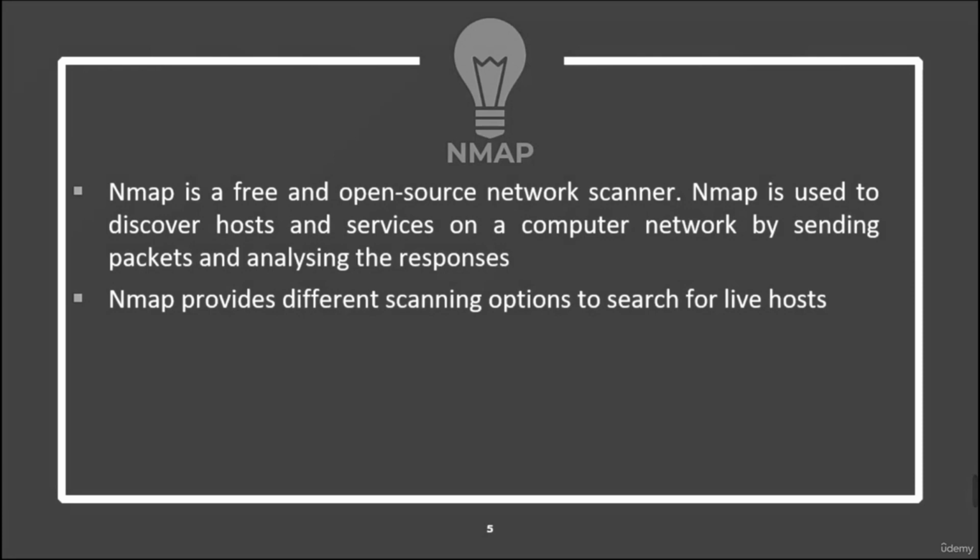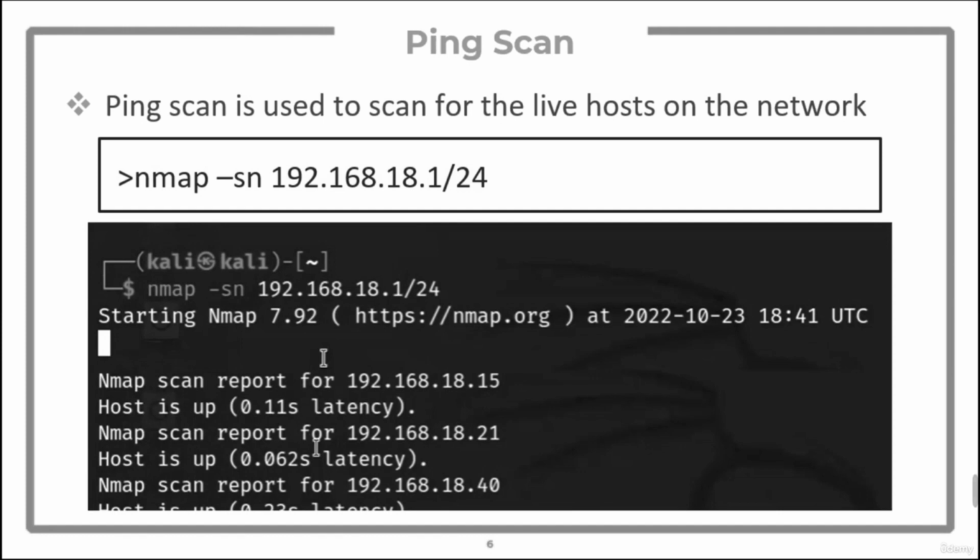The second tool is Nmap. Nmap is a free and open source network scanner. It can be used to discover hosts and services on a computer network by sending packets and analyzing the responses. Nmap provides different scanning options to search for live hosts. We can use ping scan to discover live hosts on the network. Just use the flag -sn with Nmap and provide the IP range.